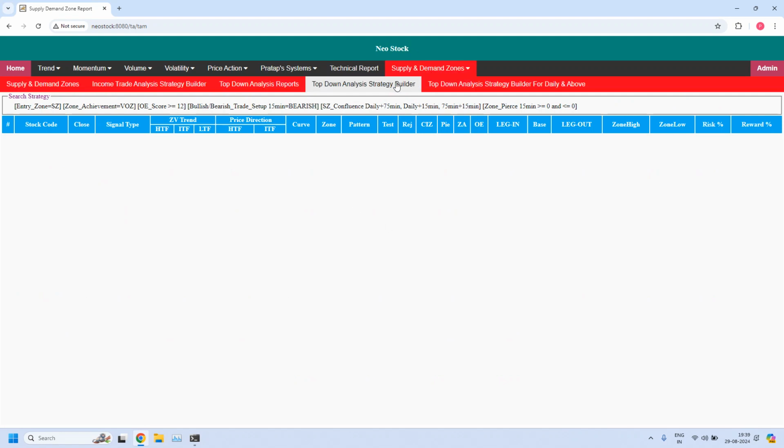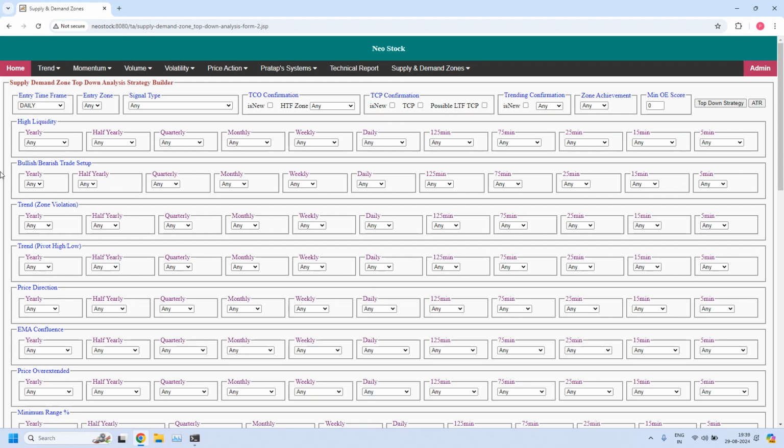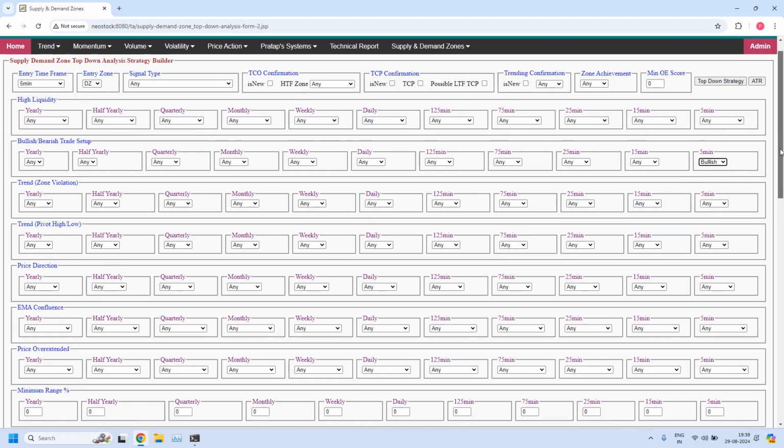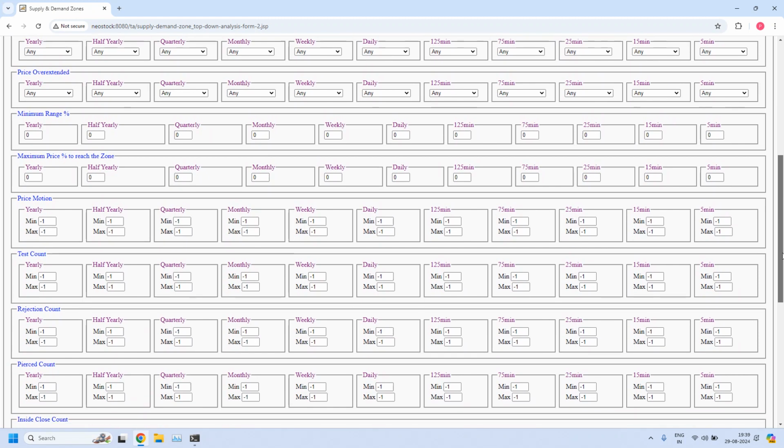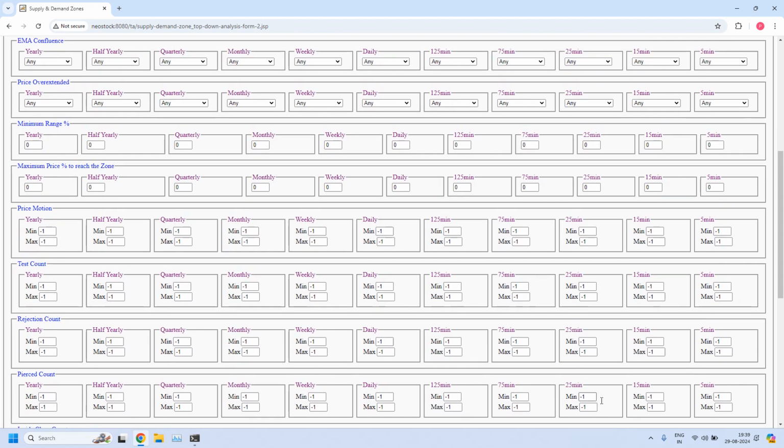So the next report is hourly income trade bullish trade setup. For hourly income trade, entry time frame is 5 minutes. Entry zone is a demand zone. And in bullish or bearish trade setup at 5 minutes, I am selecting bullish. And this 5 minutes demand zone should not be pierced. So in the pierced count, in the 5 minutes time frame, I am setting minimum value 0, maximum value 0.